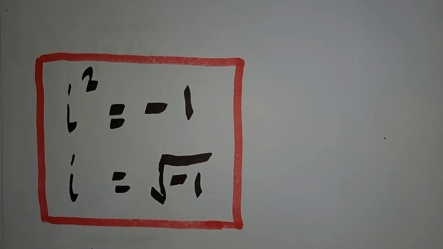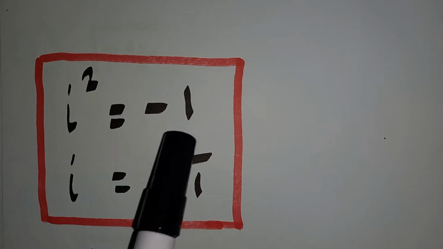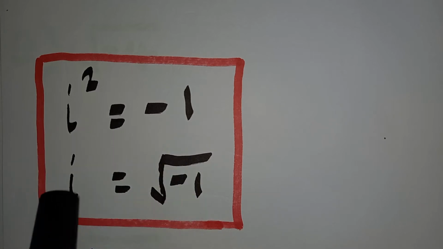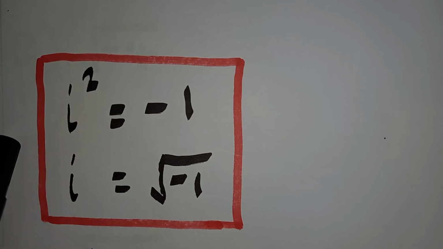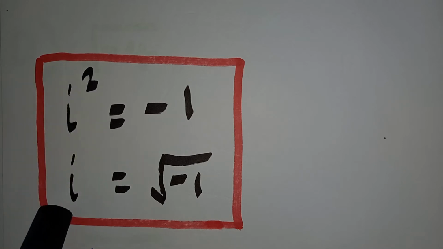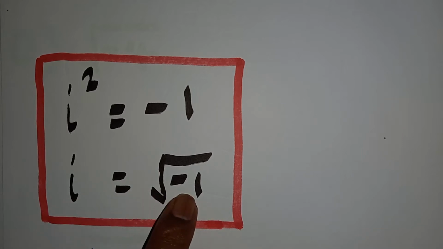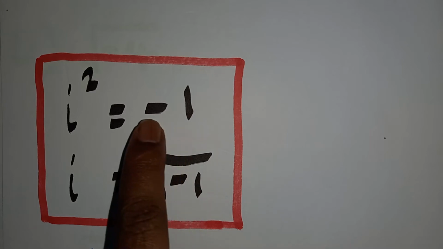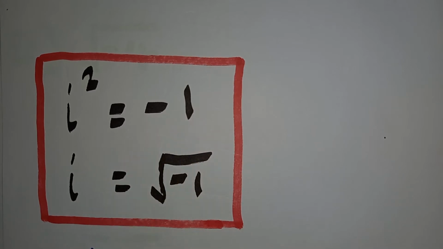So these two things we should know: that i squared is equal to minus 1, and when we take the square root of i squared, we have to take it on both sides, so we cancel the square with the square root. We have i is equal to root of minus 1. So basically the value of i is this, right? And where this came from is from here, right?